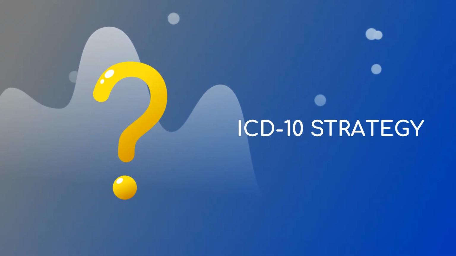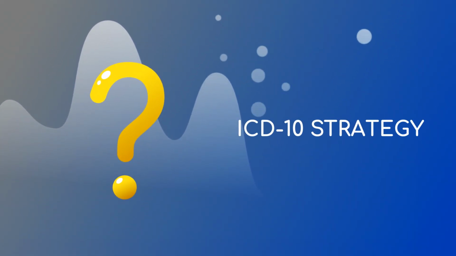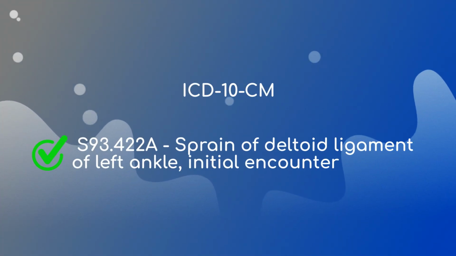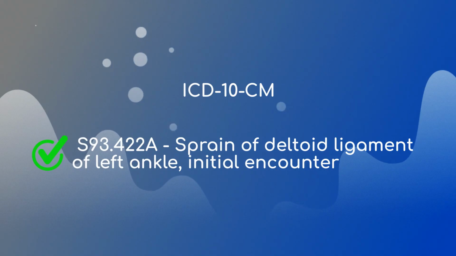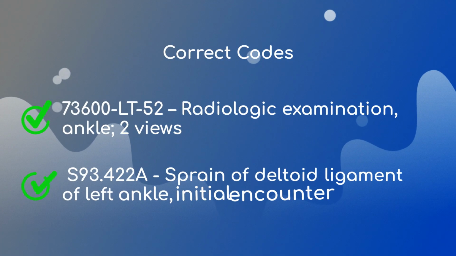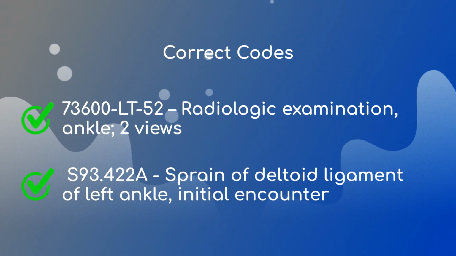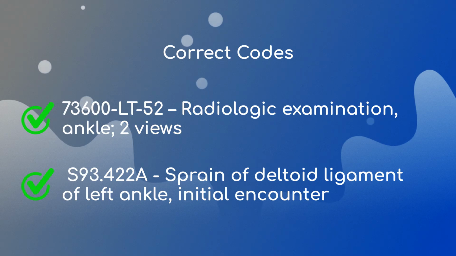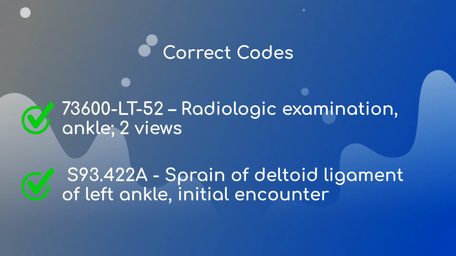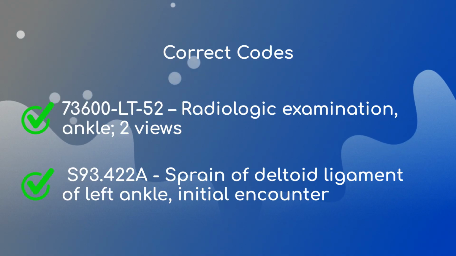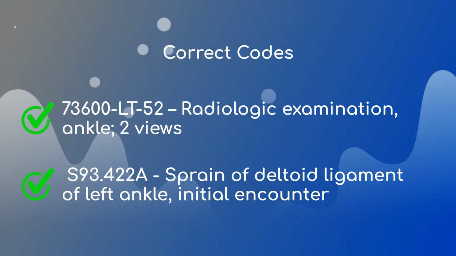Report findings state a widening of the tibiofibular space resulting in a deltoid ligament injury. The most appropriate ICD-10-CM code is S93.422A, sprain of the deltoid ligament of the left ankle, initial encounter. The correct codes for this exam are 73600, radiologic examination ankle, 2 views, left, with modifier 52 for reduced service, and S93.422A, sprain of the deltoid ligament of the left ankle, initial encounter.